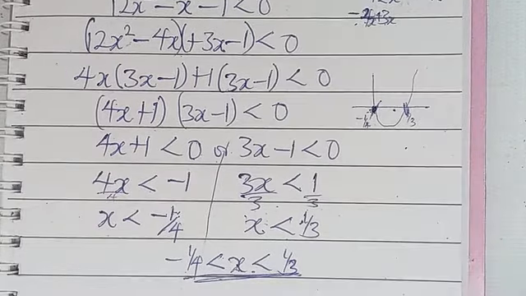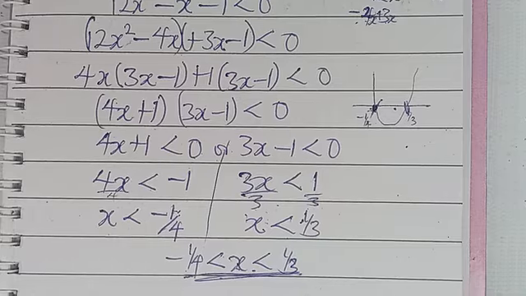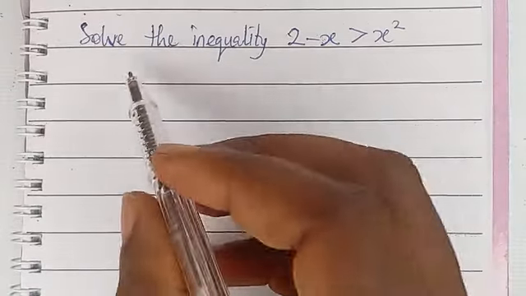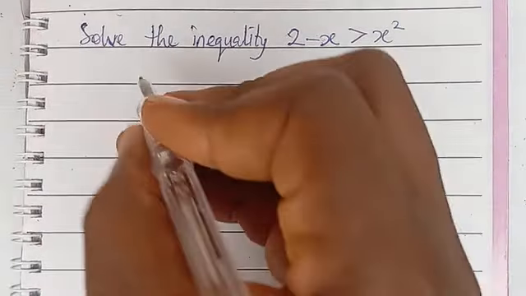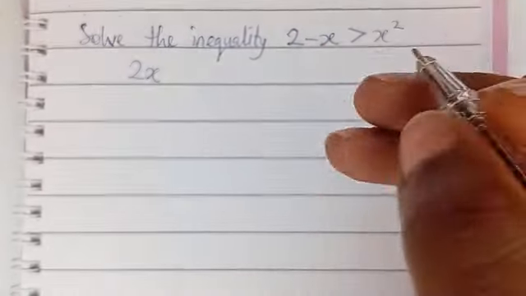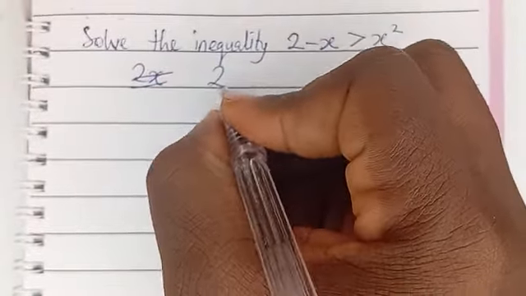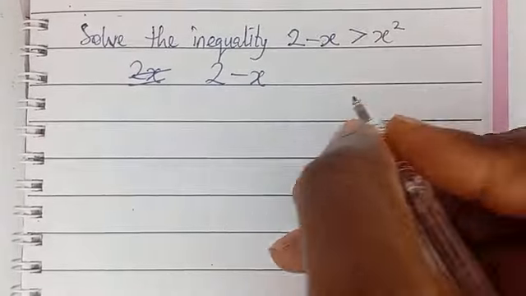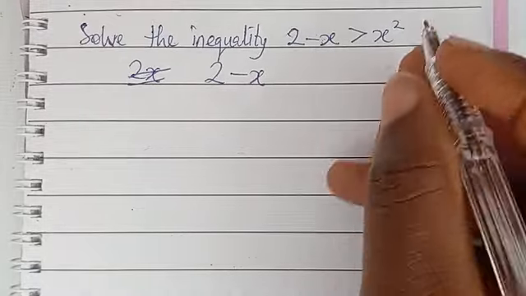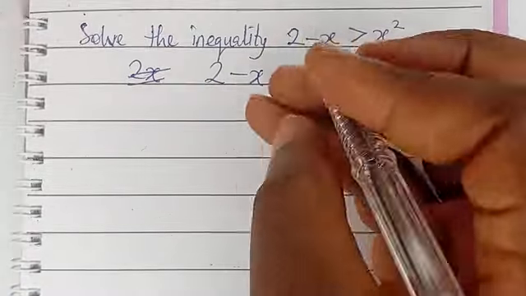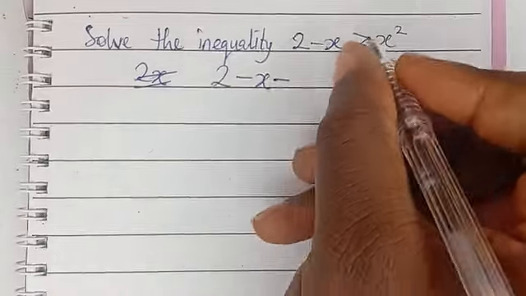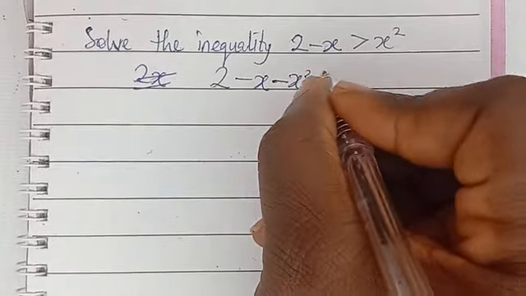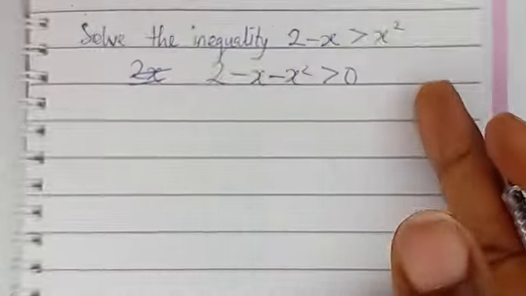Now we are going to do one more example. Solve the inequality 2 minus x greater than x squared. So let's just rearrange the whole thing. The x squared crosses over to be negative x squared greater than 0. So this is what we are solving.